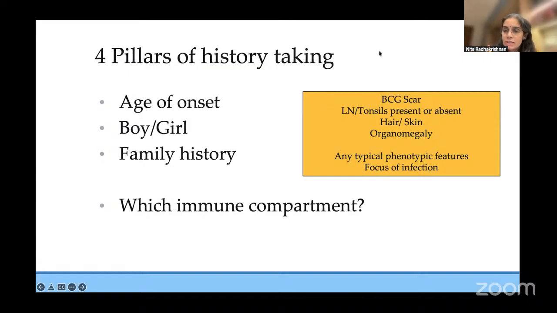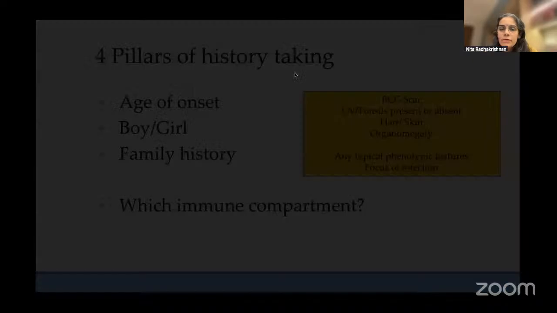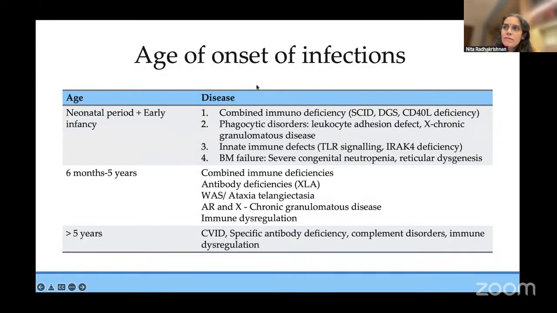So evaluation essentially is twofold. One is the underlying immunological evaluation, and the second is microbiological evaluation, because we need to know what bug it is, and that knowledge of what bug is causing this actually helps us narrow down the compartment further. The age of onset, why is it important?